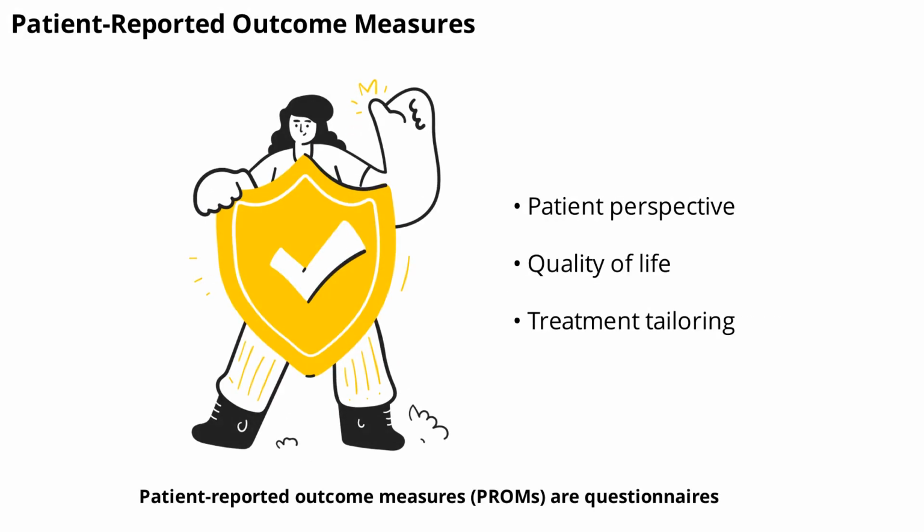Patient-reported outcome measures (PROMs) are questionnaires that capture your perspective on symptoms, function, and quality of life. These tools help doctors understand the impact of osteoarthritis from the patient's viewpoint and tailor treatment accordingly.